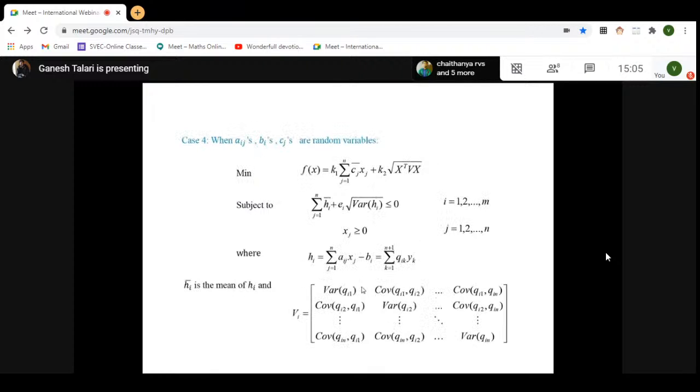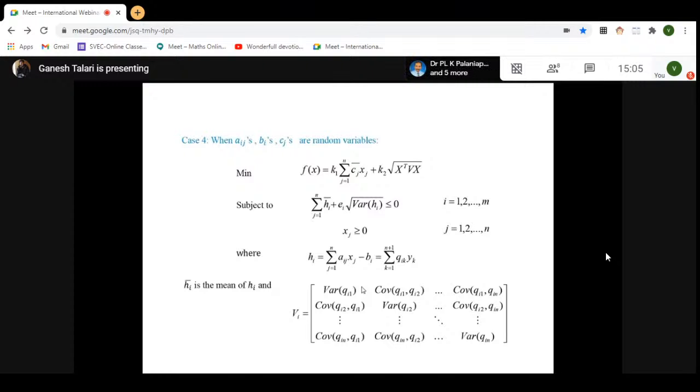Then coming to the fourth case, where all are random variables. The entire programming problem will be such that the costs Cj are random variables replaced with their mean and variance, Aij are also random variables replaced with their mean and variance, and Bi are also random variables replaced with their mean and variance. So any of these four cases, I'm not talking about only one case, will be called stochastic programming. Any of these four cases comes under stochastic programming.